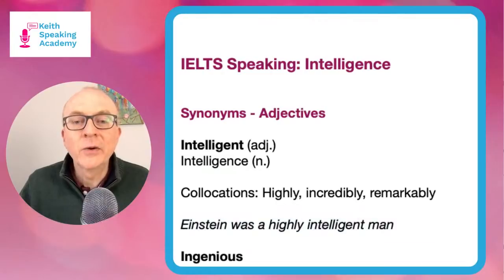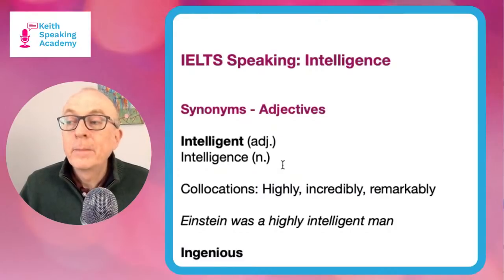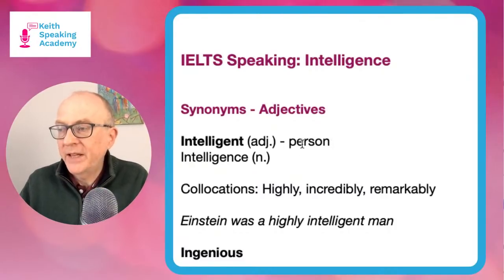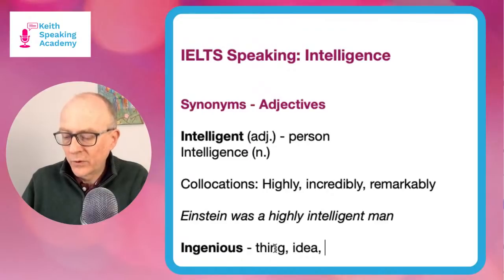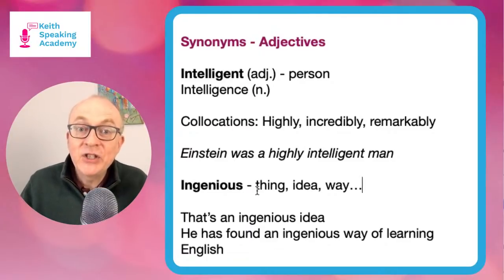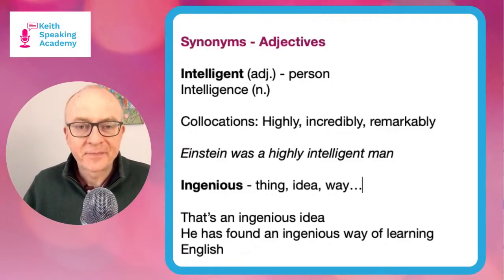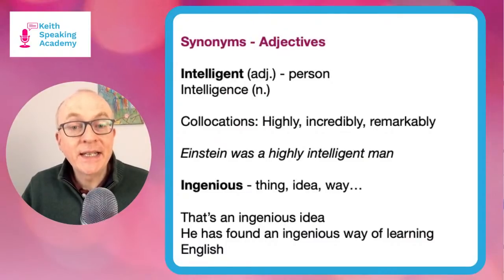Nice, good. So, other words. Intelligent, we can talk about intelligent for a person, right? If we want to talk about a thing, or an idea, or a way, we can say ingenious. It's a difficult word, right? It's got the j and the s. Just break it down. Ingenious. Perfect. That's an ingenious idea.